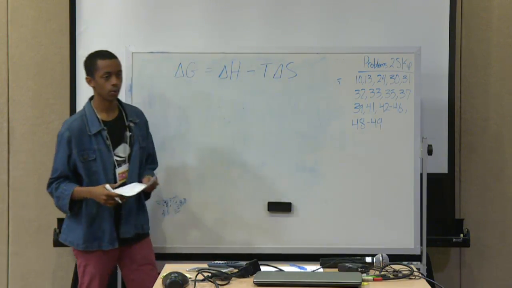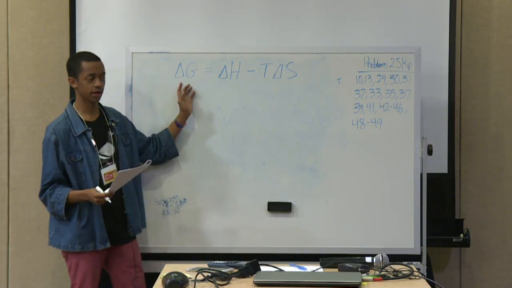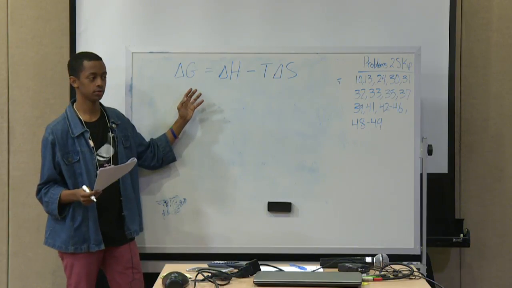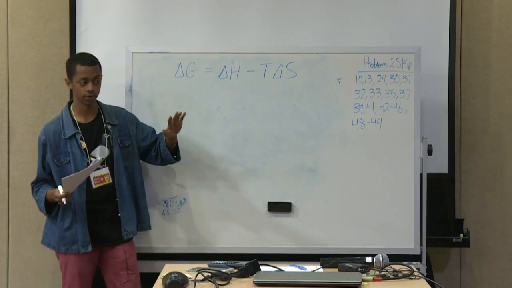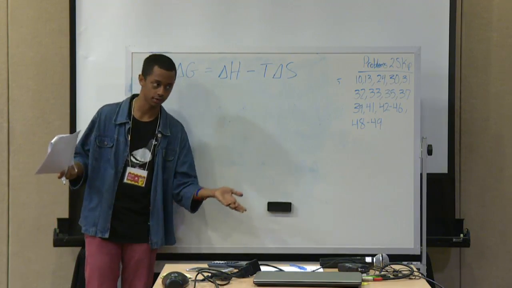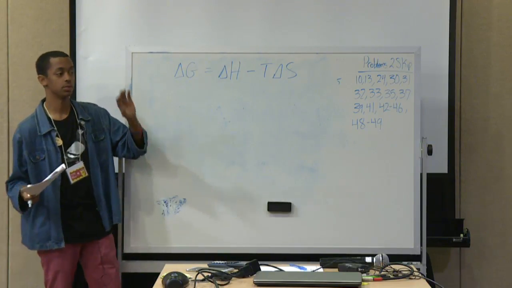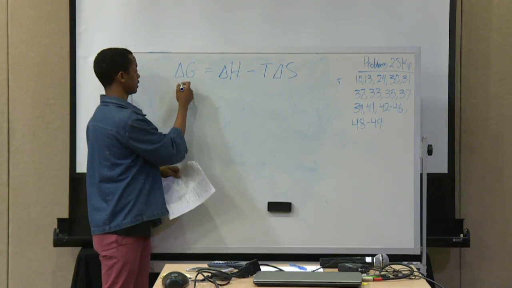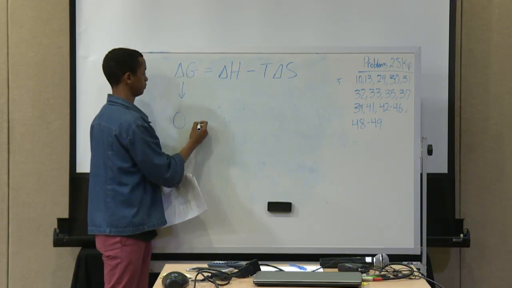Cool? When a reaction is at equilibrium, what does a G value have to be? What does a G value have to be? No, to be at equilibrium. Not to be spontaneous, it has to be negative. To be non-spontaneous, it has to be positive. To be at equilibrium, it's got to be a 0. Yes? Cool? So we know we got to set this guy to 0.